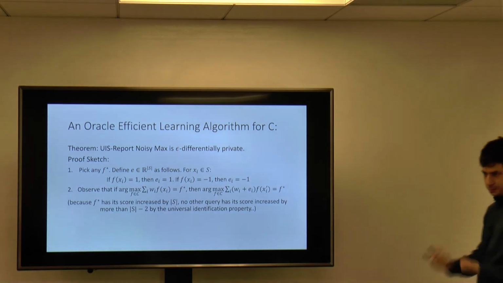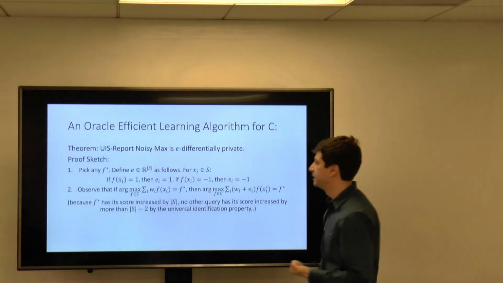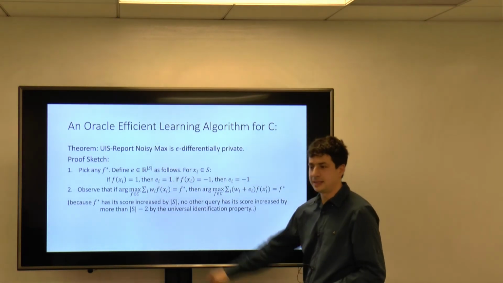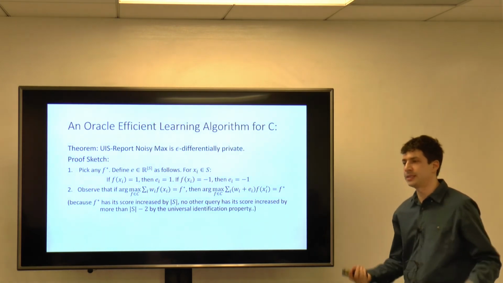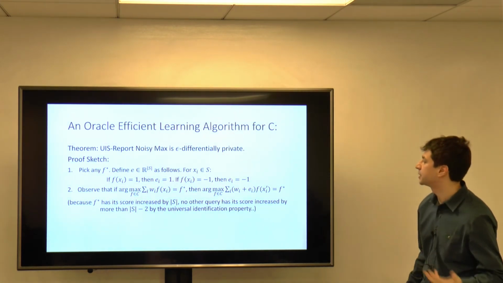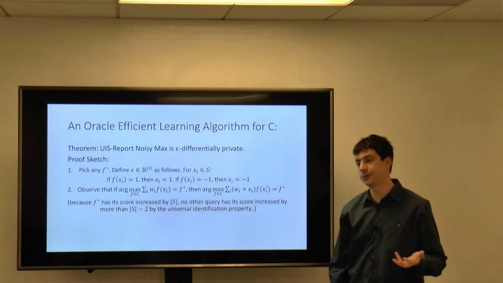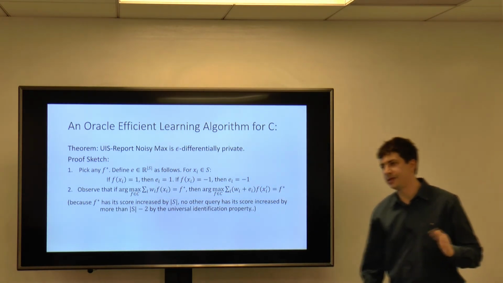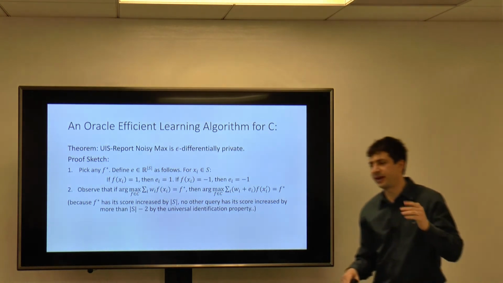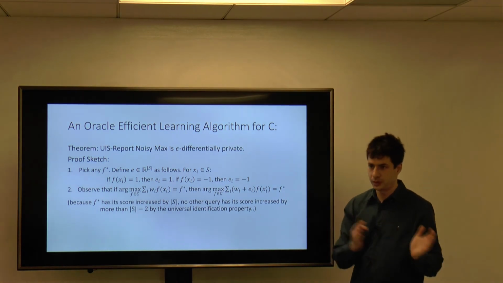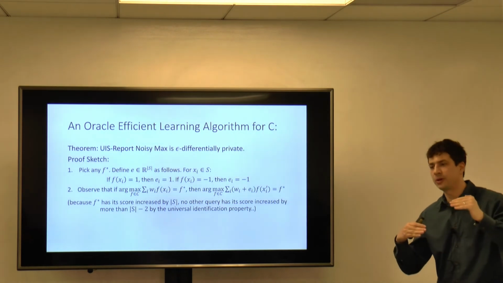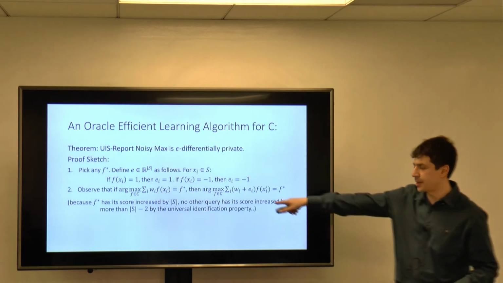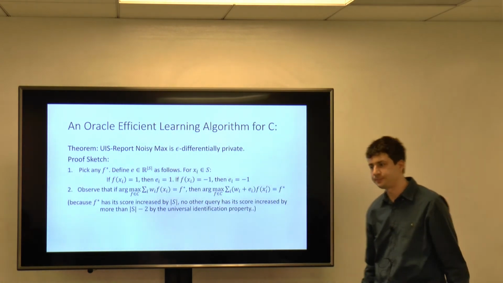But the property that universal identification sets give us is that there's no other function in our class that labels all of these points in exactly the same way. So nothing else, by this perturbation, could have had its score increased by more than s minus 2. And the value of these functions could have changed by at most 1 when moving to a neighboring data set, and so the gap between two of them could have increased by at most 2, which is counteracted by the perturbation of the noise.